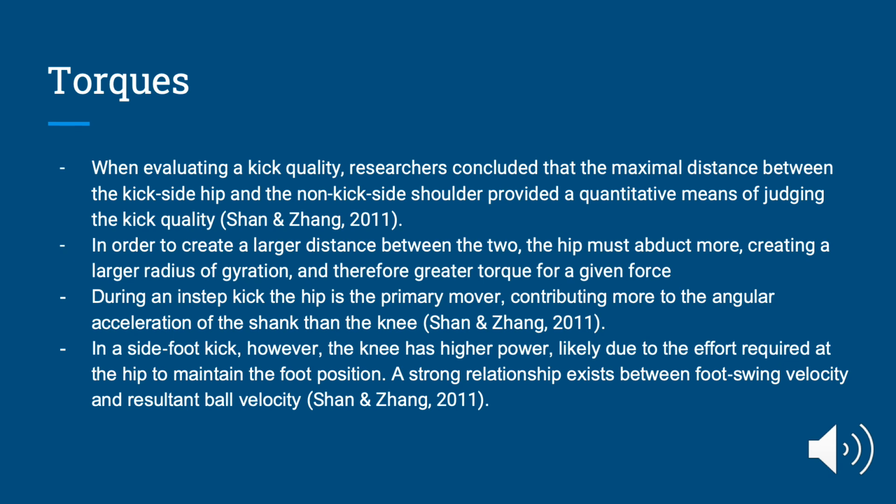During an instep kick, the hip is the primary mover, contributing more to the angular acceleration of the shank than the knee. In a side foot kick, however, the knee has a higher power, likely due to an effort required at the hip to maintain the foot position. A strong relationship exists between the foot swing velocity and the resultant ball velocity.